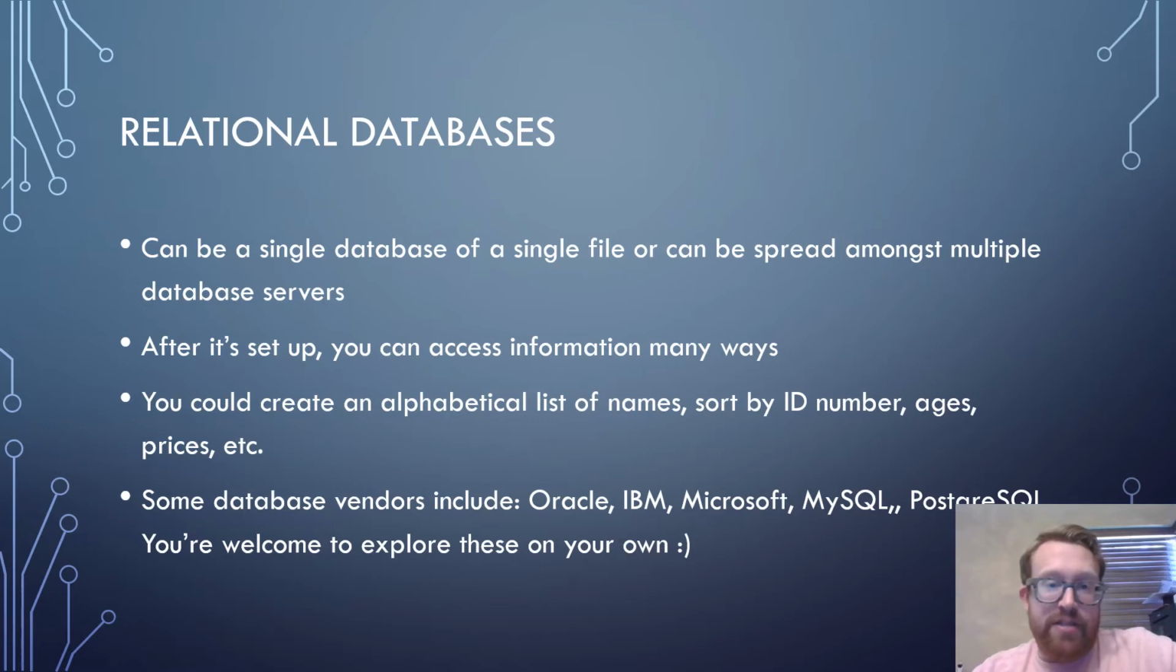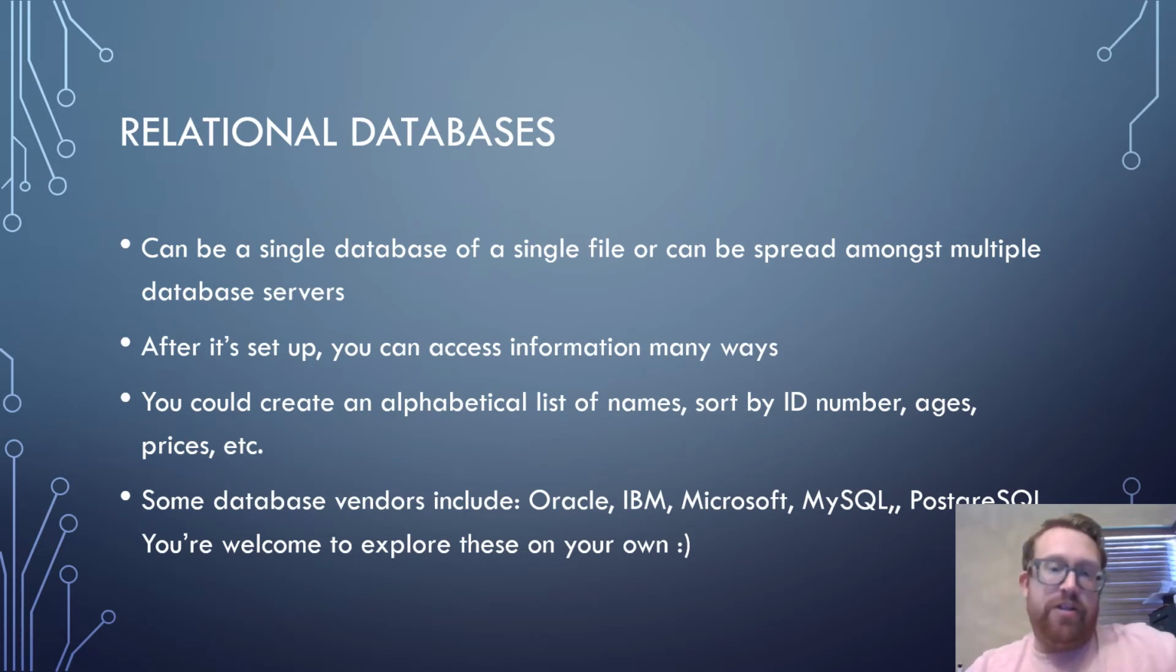A relational database can be a single database or a single file, or it can be spread amongst multiple database servers, like if there's more than one server. I would imagine someone like Amazon has multiple databases because they have one for customer information, they have one for all of their different products, they have one for their ebooks, probably, just speculating. I would have to research more, but it would make sense.